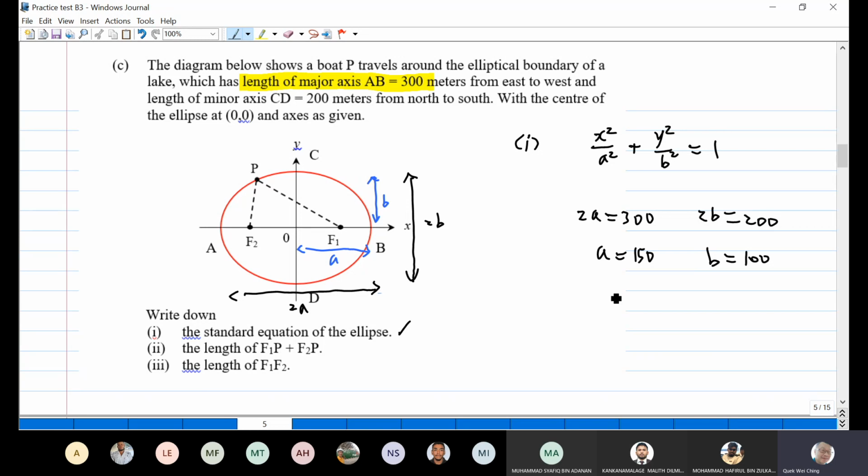So the equation of ellipse in this case is x squared over 150 squared plus y squared over 100 squared equal to 1. And you press the calculator. 150 squared is how much? 22500. So this is x squared over 22500 plus y squared over 10000.